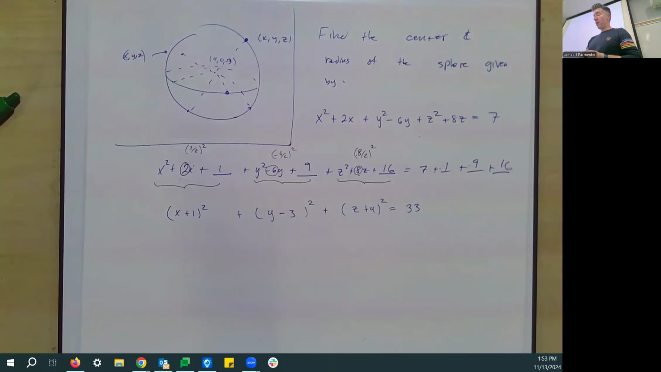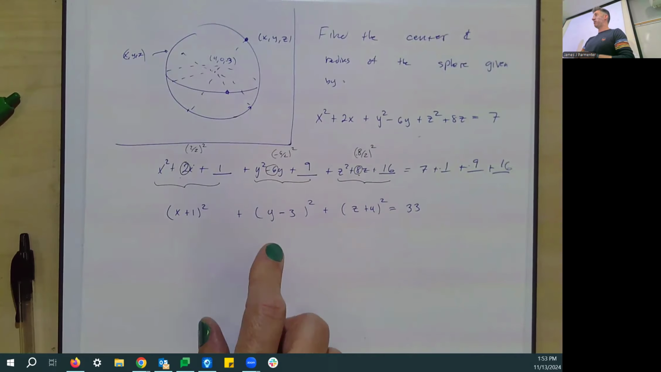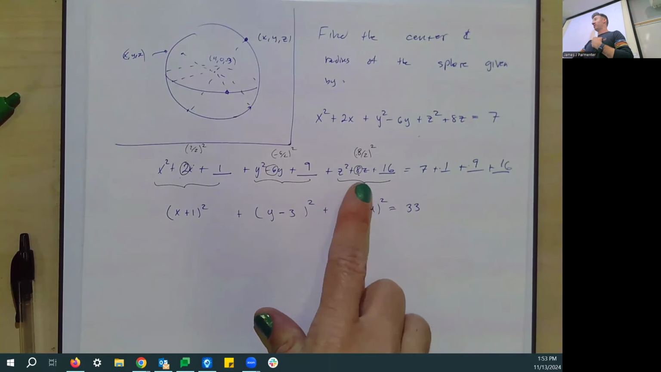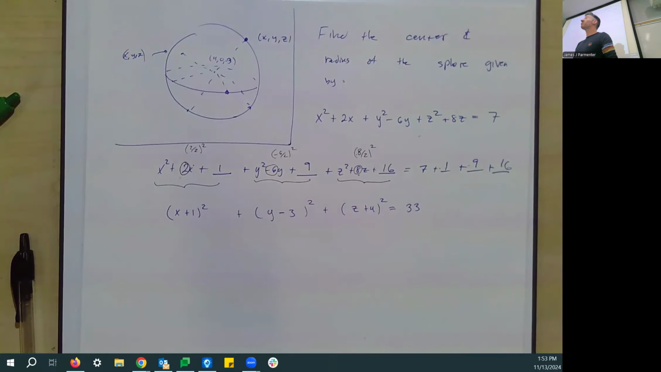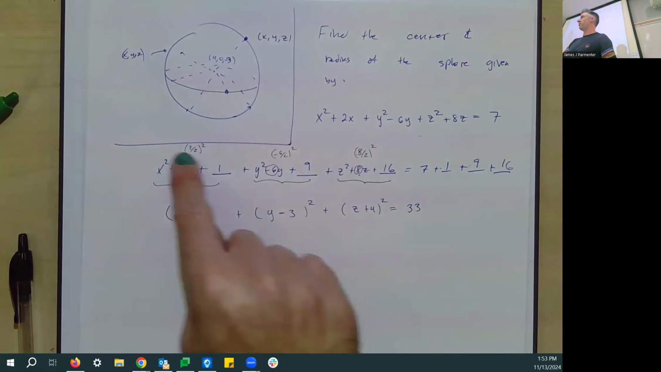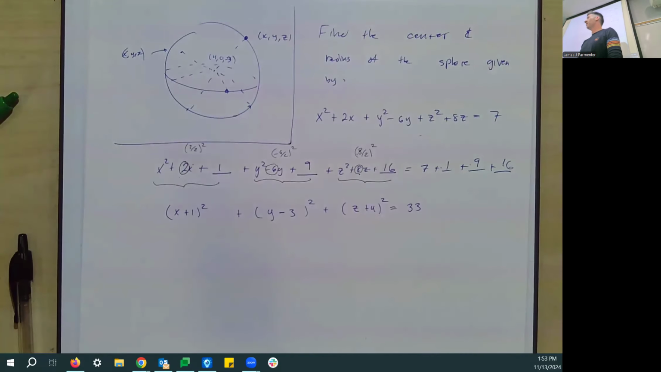And it's true, right? x plus 1 squared is x squared plus 2x plus 1. y minus 3 times y minus 3 is y squared minus 6y plus 9. z plus 4 times z plus 4 is z squared plus 4z plus 4z plus 16, which is z squared plus 8z plus 16. This is not that, it's a totally different thing. That's why there's a little line around it, because it's different.